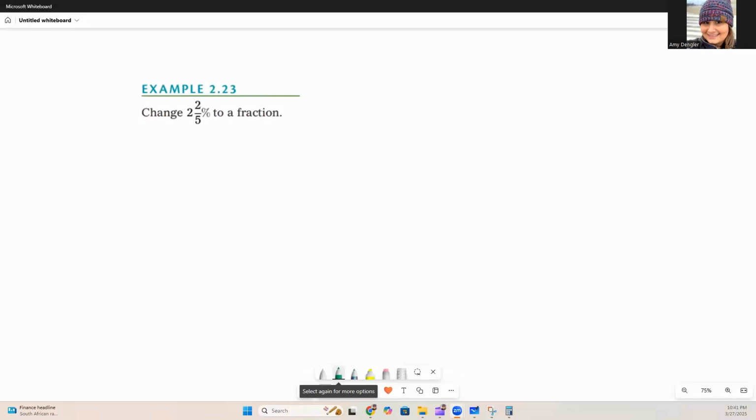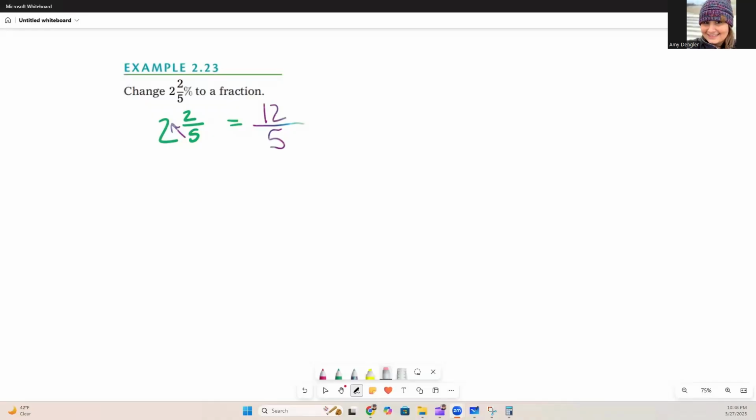Change 2 and 2/5 percent to a fraction. So we're going to take that 2 and 2/5, and we're going to turn that into a mixed number. And to do that, we are going to take this 5, multiply it by the 2. So 5 times 2 is 10. And then we're going to add that 2 there. So we get 12. And we keep our 5. So we have 12 over 5.